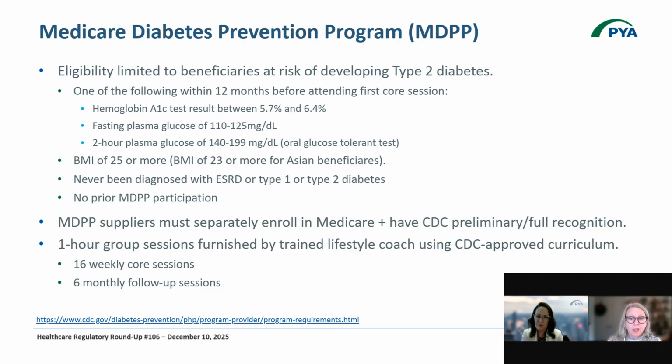And then the core of this is having 1-hour group sessions with these beneficiaries who are at risk of developing diabetes. You have these 1-hour group sessions that are being delivered by trained lifestyle coaches who are using a CDC approved curriculum. There's 16-week core sessions and then 6 monthly follow-up sessions. So none of that changes. All of that is going to effectively remain the same.